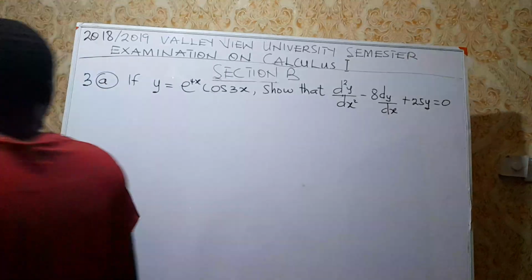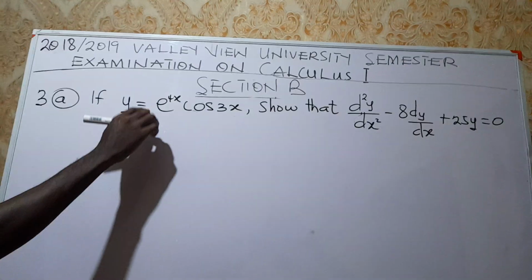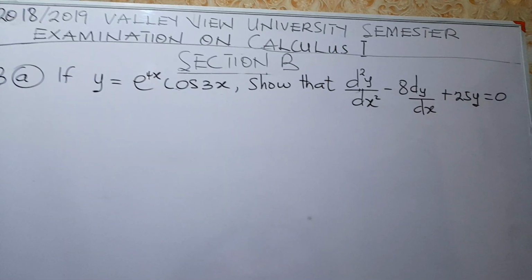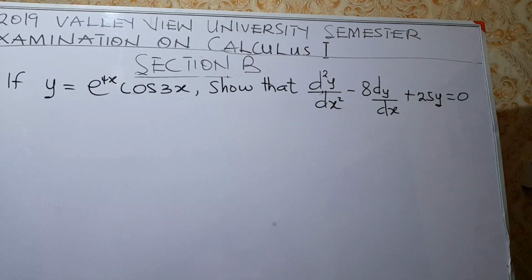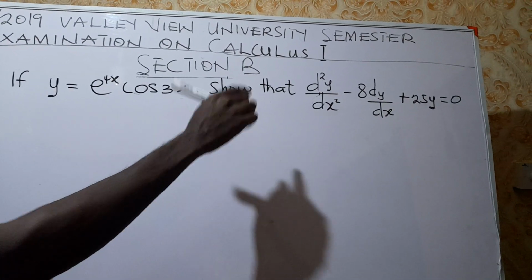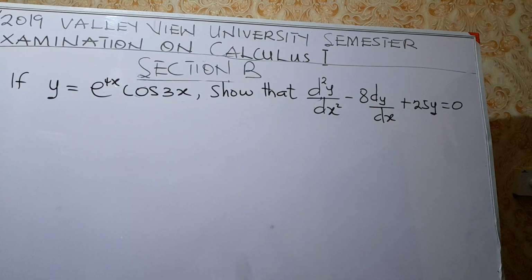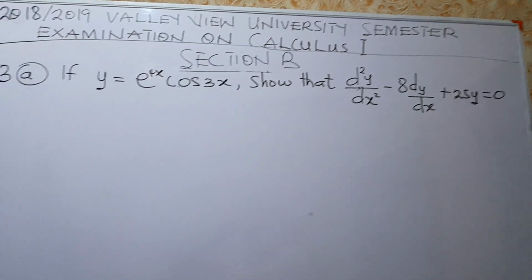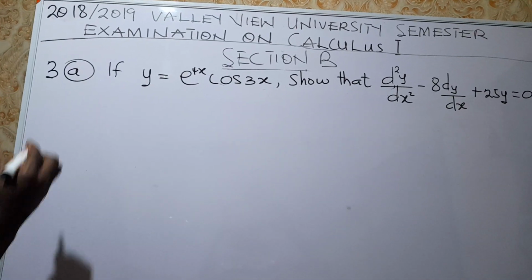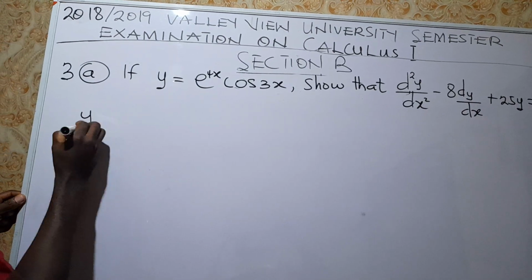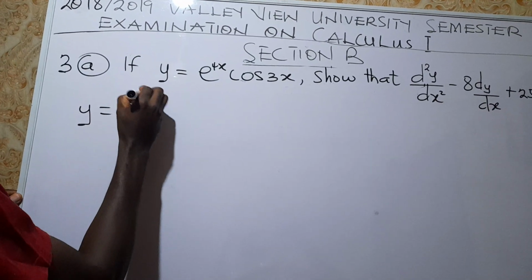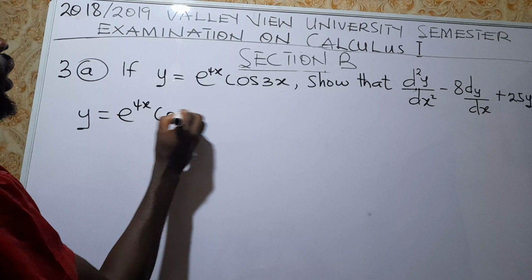So now we'll start with question 3A. They say if y is equal to e exponent 4x cos 3x, show that d square y over dx square minus 8 dy over dx plus 25y is equal to 0. So how do we solve this? So y is equal to e exponent 4x cos 3x.